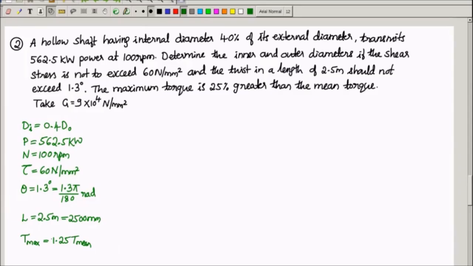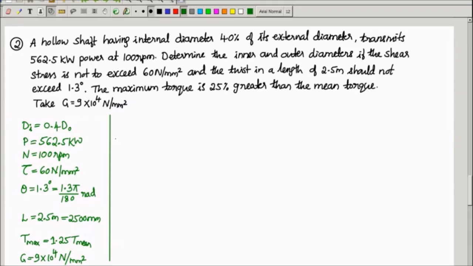How? If you want to understand, I will give an example. Let us say you have 100 rupees. Someone gives you some more cash and it becomes 25% more than what you have. How much does it become? It becomes 125 rupees. 25% more than what you had means you had 100 rupees, and 25 rupees will be added. So 125 rupees. So T max is 1.25 times T mean. G is equal to 9 into 10 power 4 Newton per mm square.